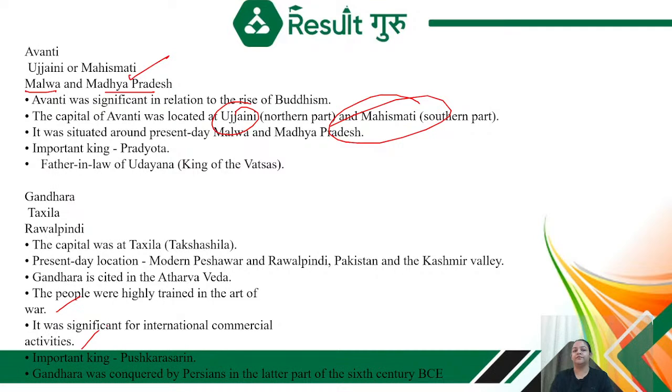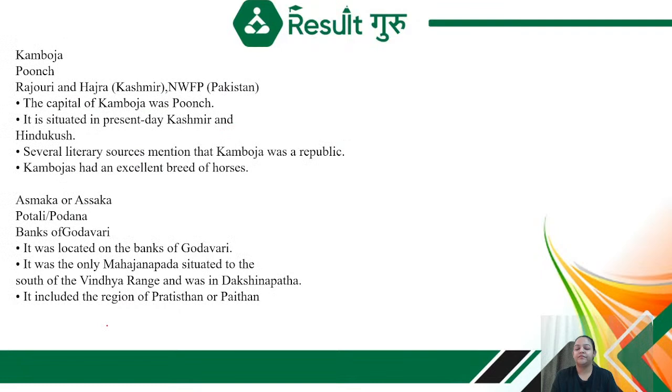Okay. All right, let's move ahead. The next Mahajanapada is Kambod. The capital was Poonch. And where is it located? Rajouri and Hajra, which is in Kashmir, and Northwest Frontier Province, which is Pakistan.